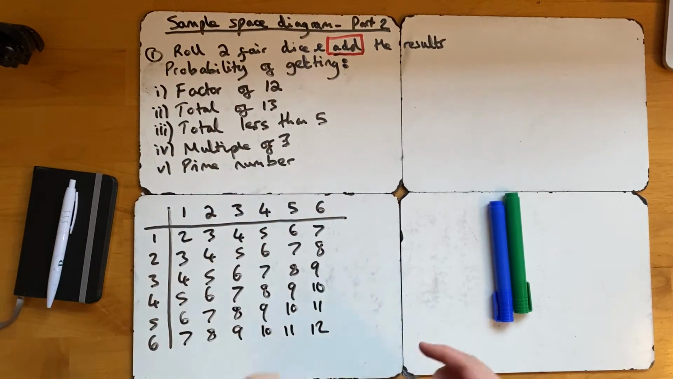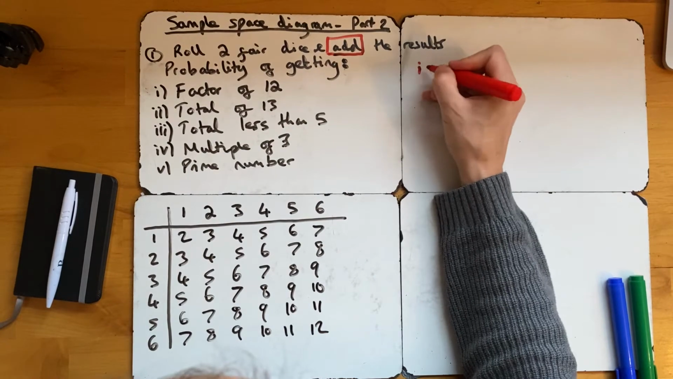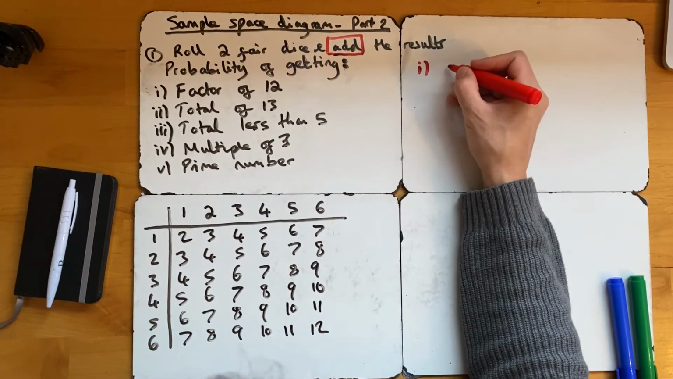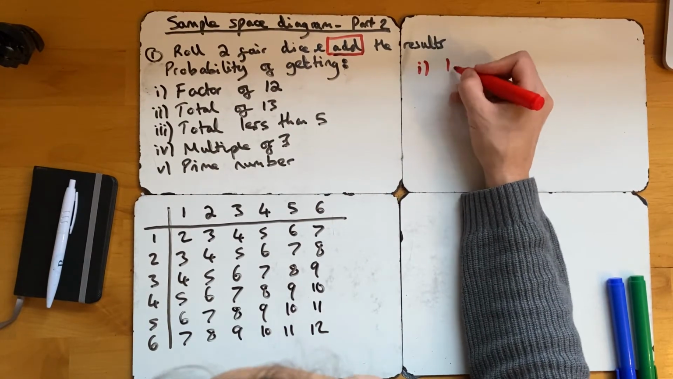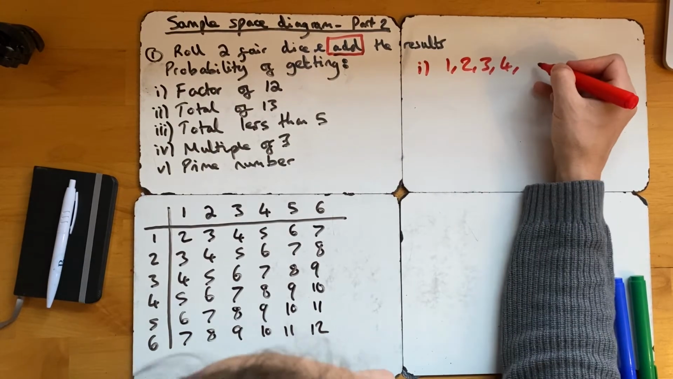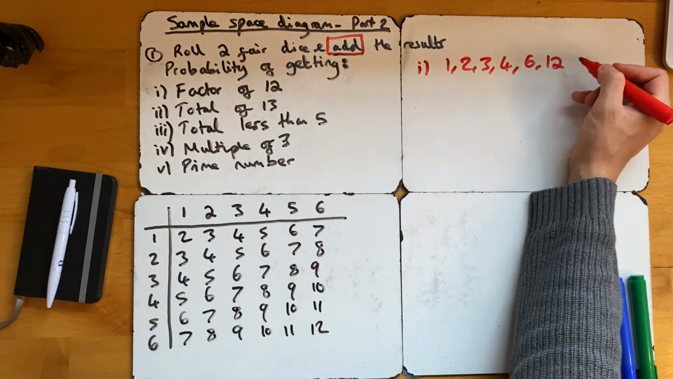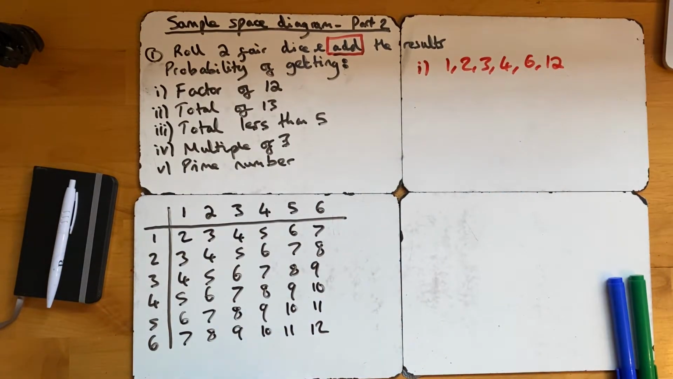Okay, number 1, factor of 12. So let's do over here, factor of 12. Well, what are the factors? Well, 1 goes into 12, 2 goes into 12, 3, 4, 5 doesn't, 6, and obviously 12 goes in as well. So that's all the factors.